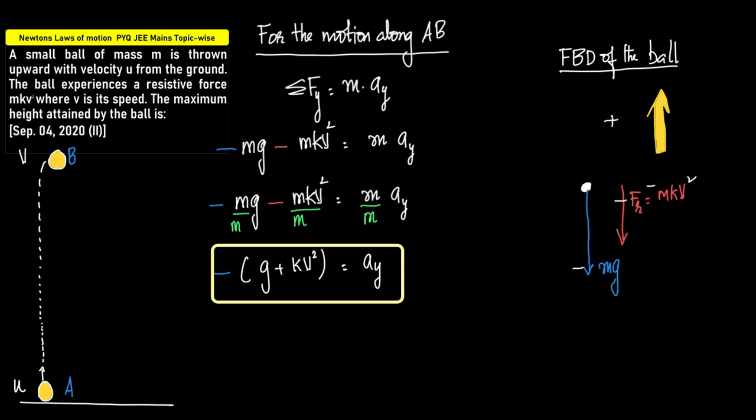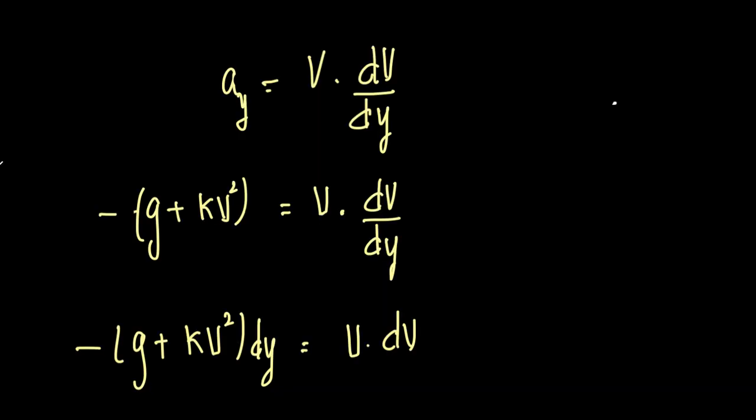Now let's bring in one more concept. We have used this derivation many times, that a is equal to v into dv upon dx. I think in this set of questions we use it twice, and this is the third time. Since we are considering vertical motion here, this can be written as ay is equal to v into dv by dy. Now what is ay? We just derived it to be minus of g plus kv square, equal to v into dv by dy.